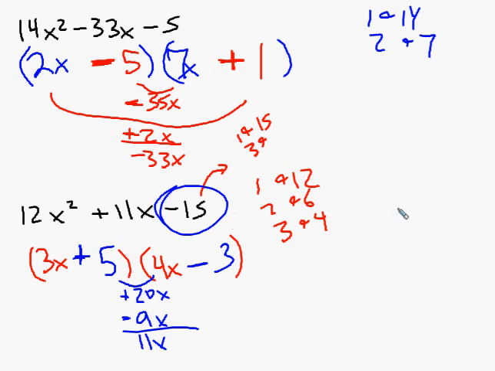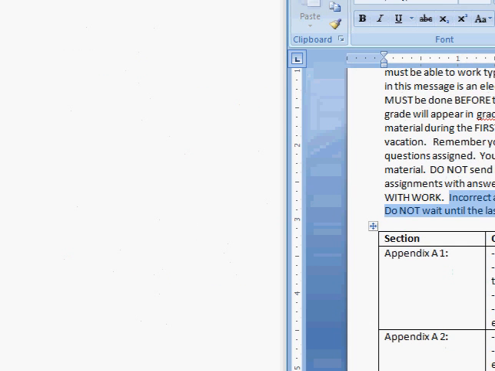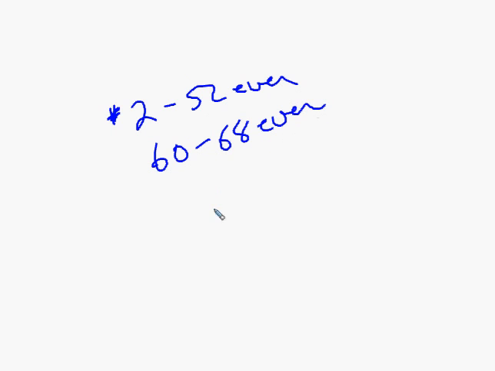Alright, so at this point, you are ready for your second summer assignment. So let's see, what is that assignment? I forget what it is. Let me look. It is going to be Appendix 2. You're going to do exercises 2 to 52 even and 60 to 68 even. You'll notice that we're skipping the factoring the perfect cubes. And that's because later in the year we will learn to do it a different way, so we won't bother with the method that they show in the appendix.